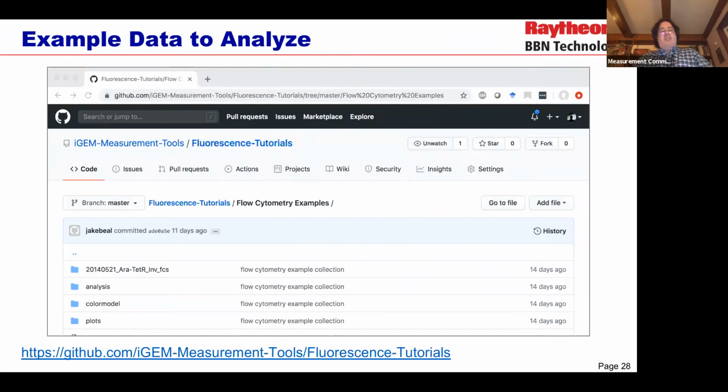So there is some example data that we've put up that you can play with and analyze. If you go to the iGEM measurement tools on GitHub and look in fluorescence tutorials, there is a collection of flow cytometry data with a set of things applying the TASBE flow analytics package. So the color model directory is setting up the calibration, and the analysis directory is using that calibration in order to interpret a bunch of data that's in this data set from 2014.